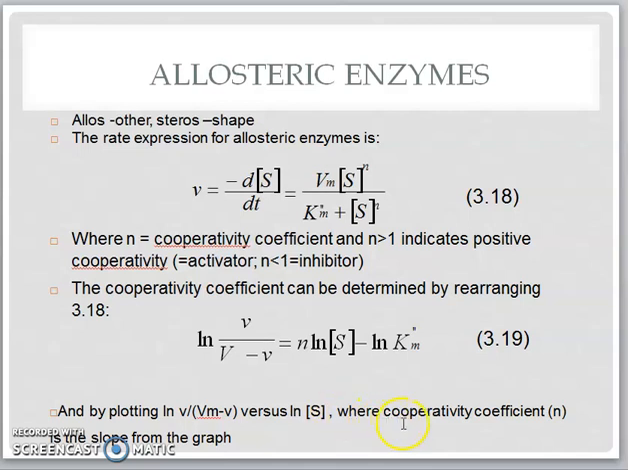graph you can identify the cooperativity coefficient n. If n is higher than 1, it indicates positive cooperativity, which is an activator. If n is lower than 1, then it is an inhibitor. This graph comes from the linear line equation, equation 3.19.